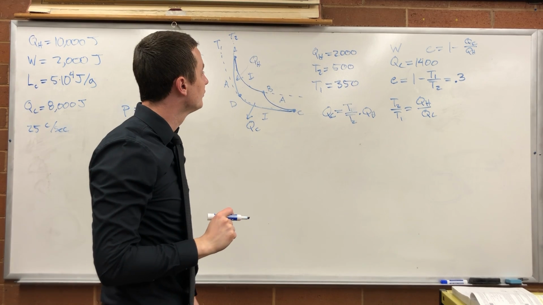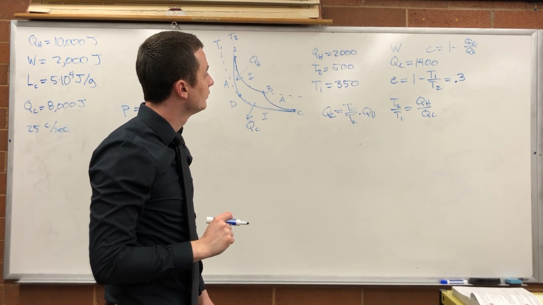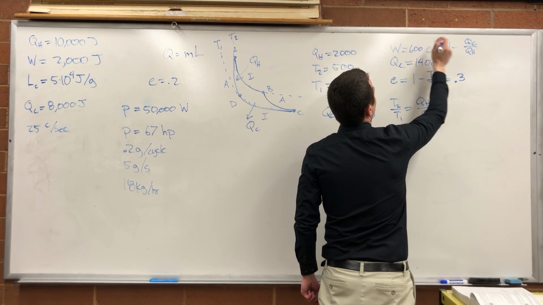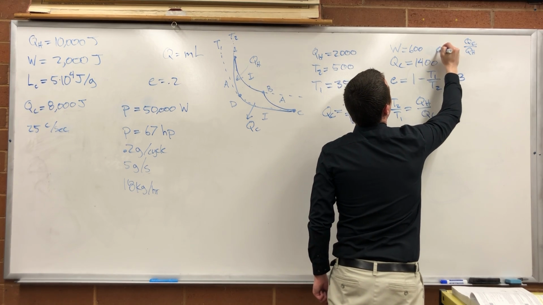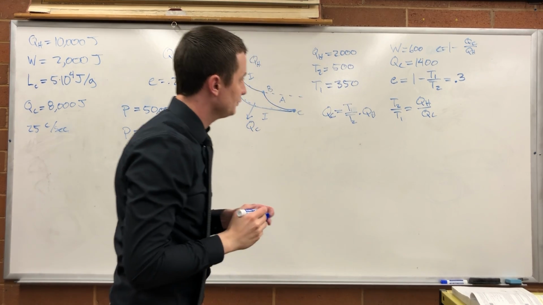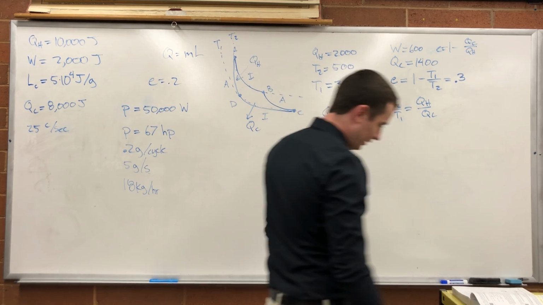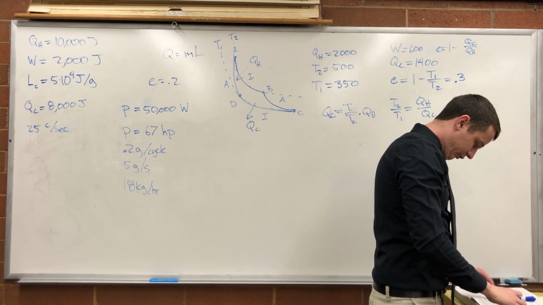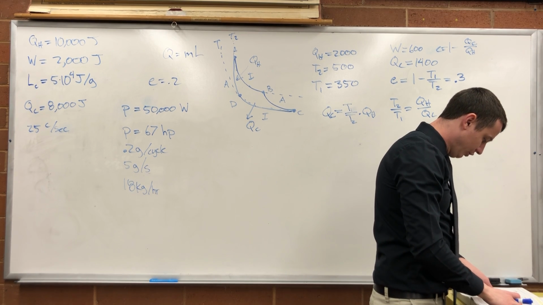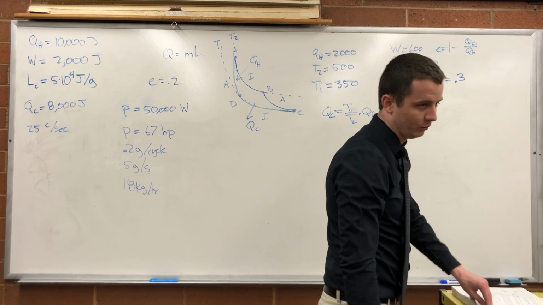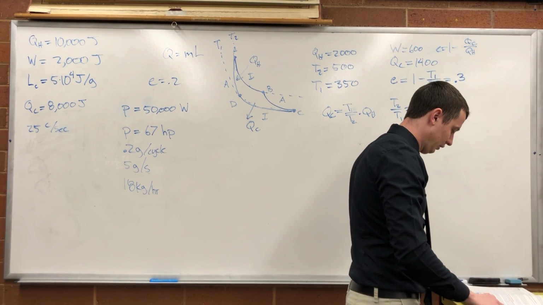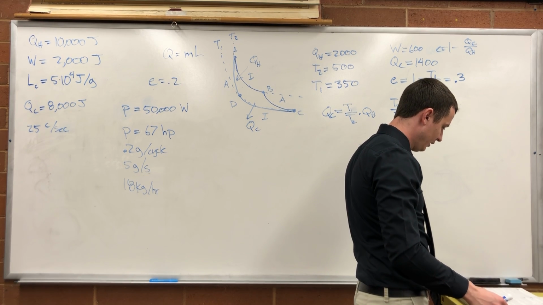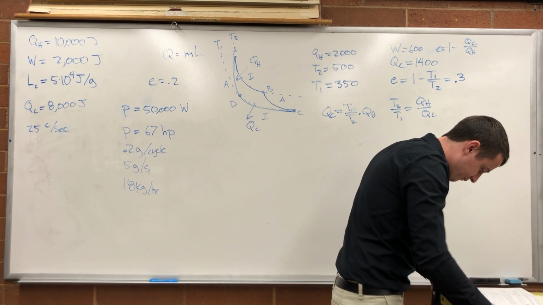Well, now you don't even need to solve it the other way. Don't you just do QH minus QC? Yeah, whichever way you want to do it. So we can easily see that the work is 600. Right? Okay, let's check with the author to make sure I didn't mess anything up. Efficiency 30%, work 600 joules, QC, he says negative 1,400 joules, because he's talking about QC as negative heat added to the system. Okay, we did that.